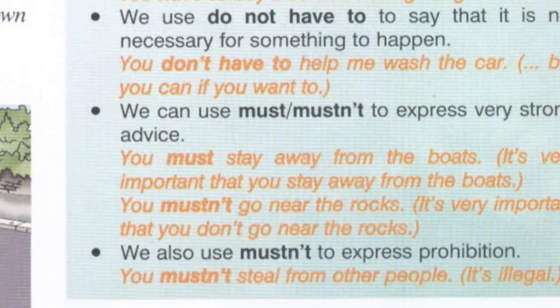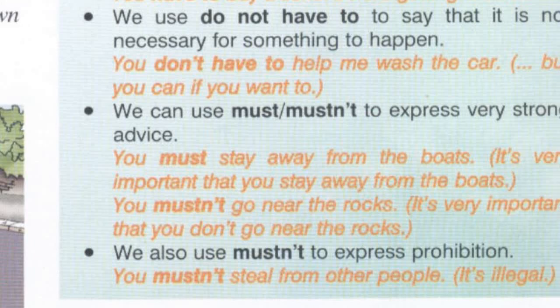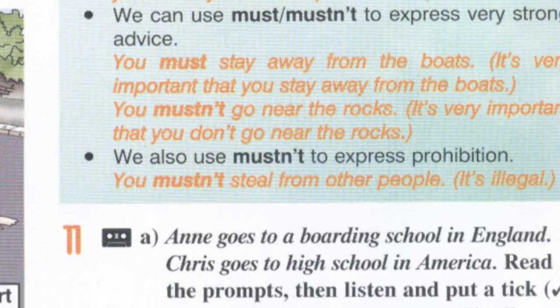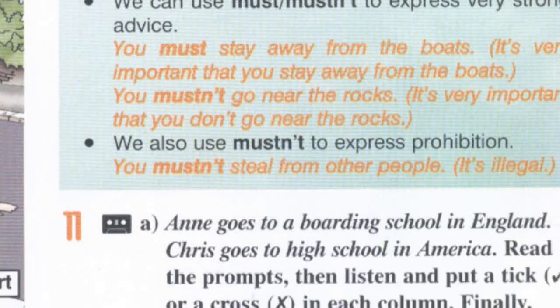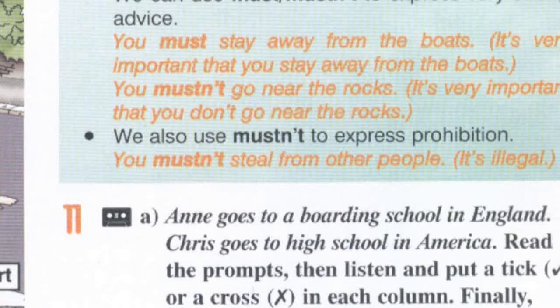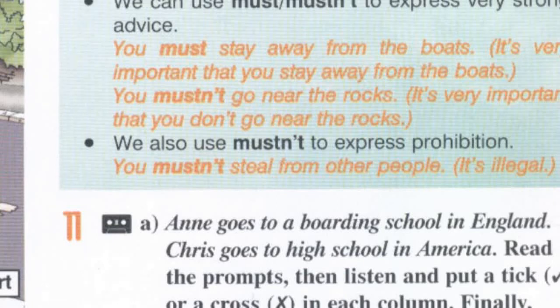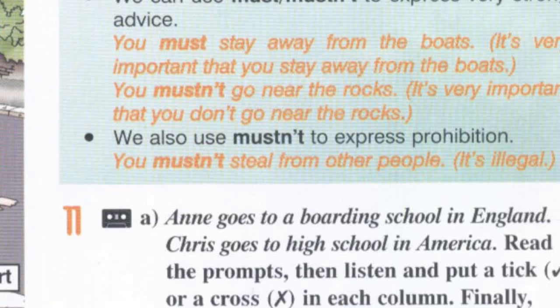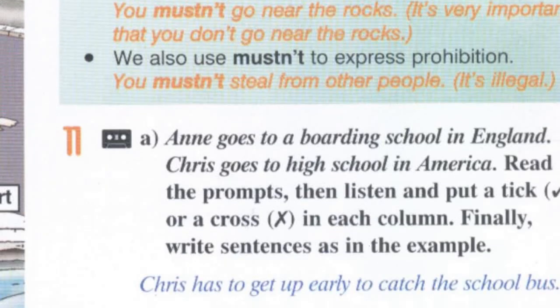And we can use must or mustn't to express very strong advice. The difference between must and have to is that must sounds like advice, a strong advice, but have to or don't have to or has to, doesn't have to, more or less, are showing necessity. And we also use mustn't to express prohibition as well. So advice or prohibition for mustn't.